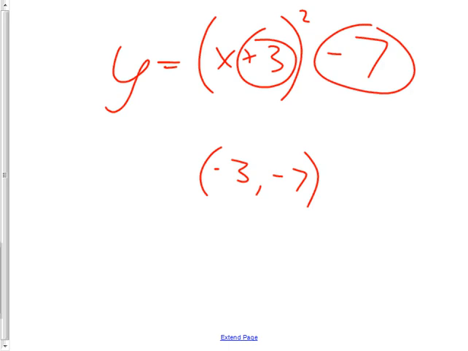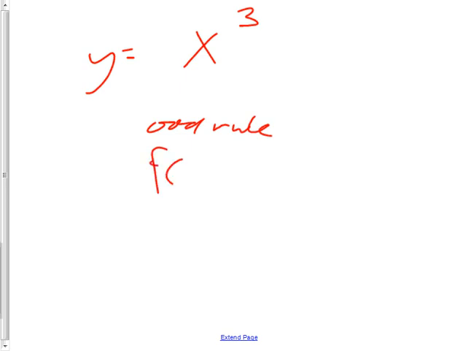Okay, next one, yes. Okay, you want me to do an odd one. All right, I know this one will be odd. I guarantee you that one's odd, because it's x cubed. How would I test the question with the odd rule? It is f of negative x equals negative f of x. Oh, that's odd. There's two negatives in it.